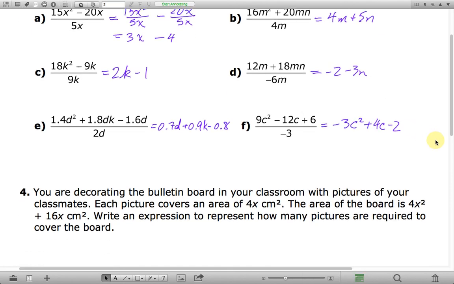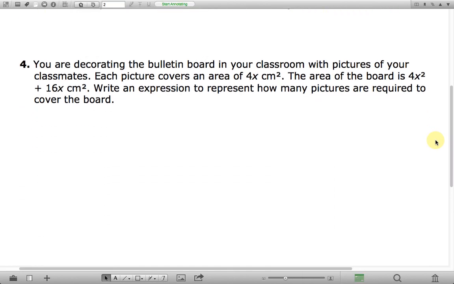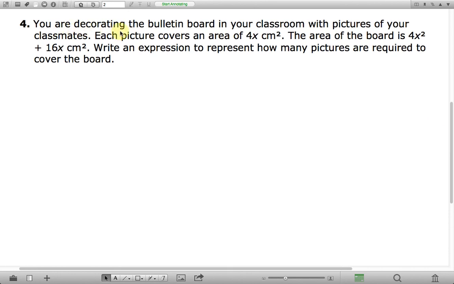So now let's move on to number 4. You are decorating the bulletin board in your classroom with pictures of your classmates. Each picture covers an area of 4x square centimeters. The area of the board is 4x squared plus 16x square centimeters. We want to write an expression to represent how many pictures are required to cover the board. So this is a division question. How many times can this go into that?